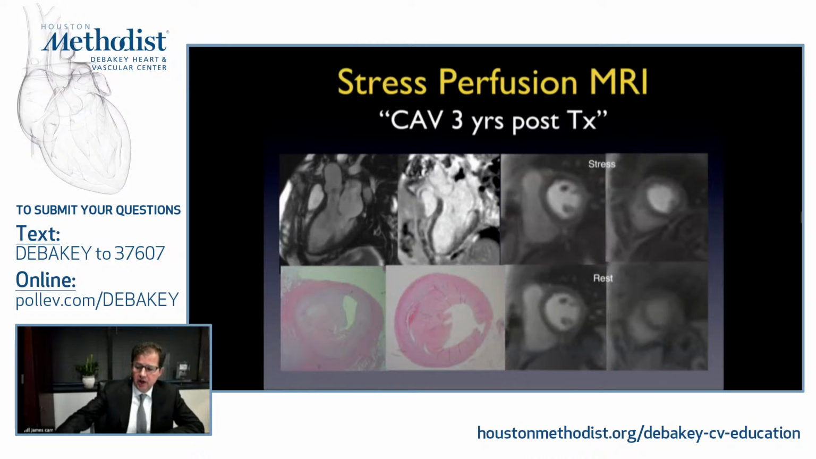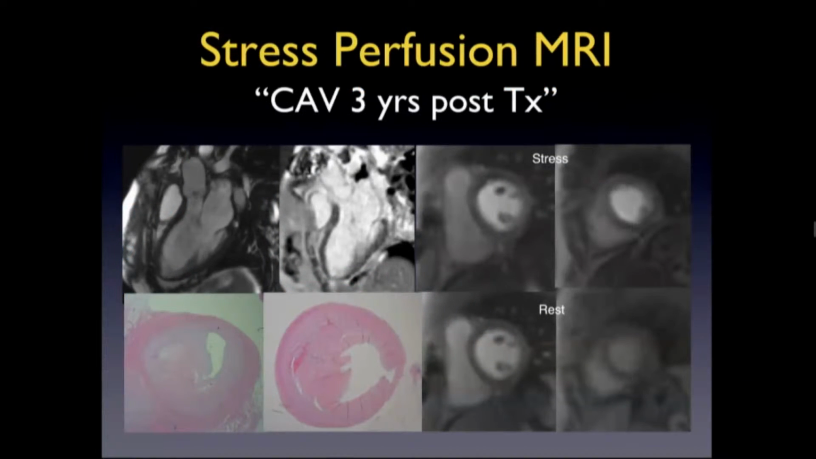Moving on to stress perfusion MRI, just to talk a little bit about chronic allograft vasculopathy. This is just a case example of a patient that had severe CAV in their LAD. This patient died, and you can see the massive intimal proliferation within the LAD. Pretty good function, and also no really significant late gadolinium enhancement.